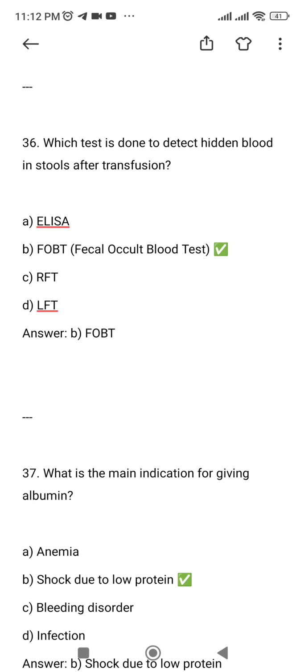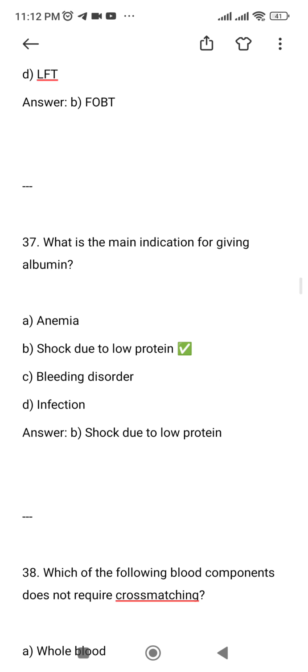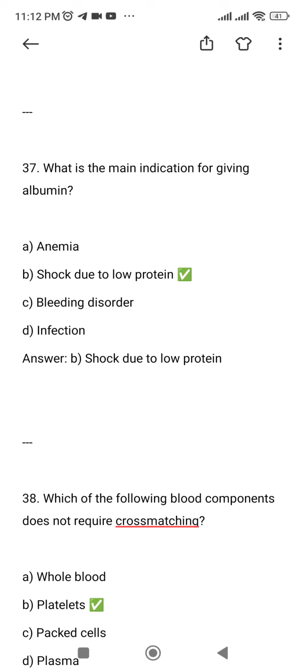Which test is done to detect hidden blood in stools after transfusion? FOBT, fecal occult blood test. What is the main indication for giving albumin? Shock due to low protein.